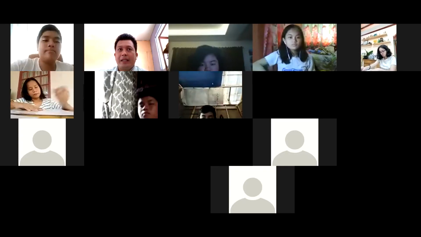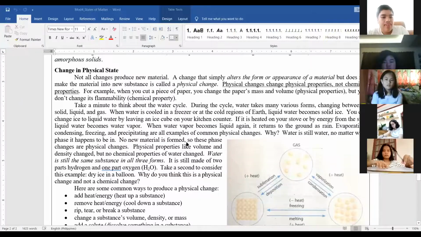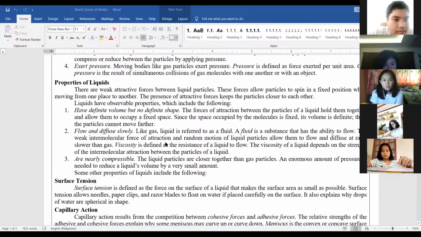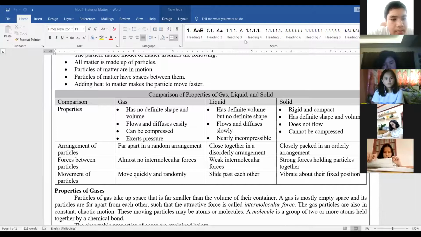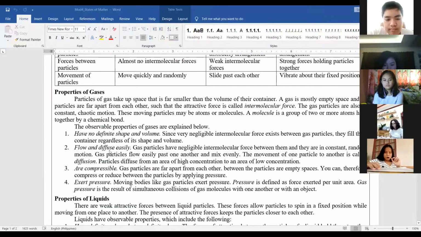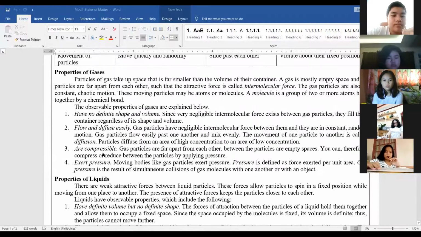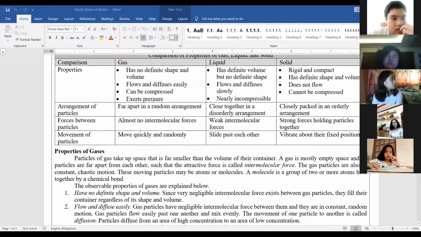What else? Most of the terminologies found in your module, class, are the ones that are italicized, which I believe are not new to you. So just patiently read your module and familiarize yourselves with the said table, because most of the questions are really from this table. From there, you get to understand the contents of what I just wrote here, because the explanation is just the one found in your table, like almost no intermolecular. We have here exerts pressure, compressible.